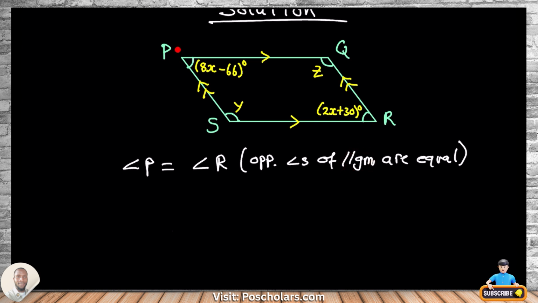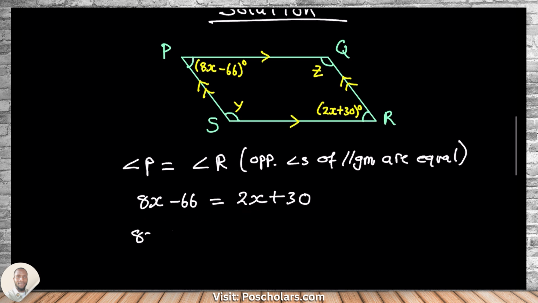Since we have established that angle P is equal to angle R, we can equate 8x minus 66 equals 2x plus 30. So let's do that. 8x minus 66 degrees equals 2x plus 30 degrees, right? So what we can do now is to subtract 2x from both sides. We want to collect like terms. So subtract 2x from both sides. When you do that, you have 8x minus 2x minus 66 equals 2x minus 2x plus 30. So this is the 2x we subtracted from both sides, right?